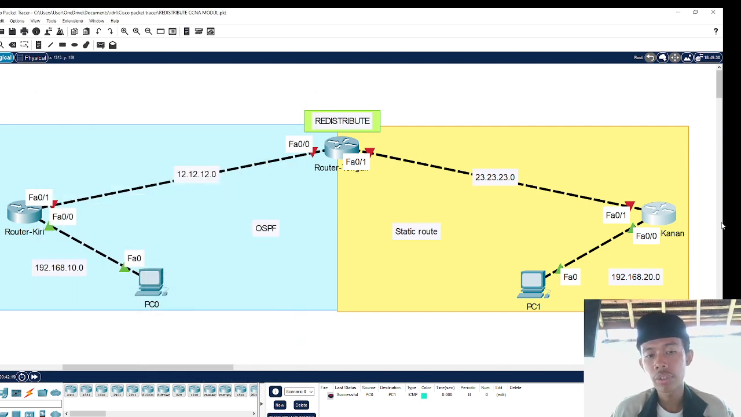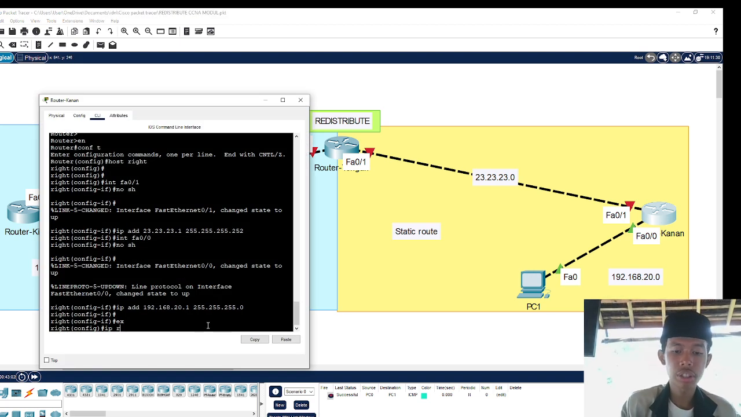The difference between dynamic and static is that dynamic advertises the networks that it owns. Like on the left side, it's dynamic routing OSPF, so it needs to advertise the networks that it has. But it's the opposite when you use static route: you must route to the networks that you don't have. Because the right side router is on 192.168.20 and 23 networks, it will route to the networks it doesn't have, like network 12 and network 192.168.10.